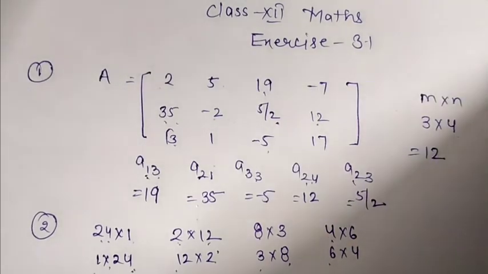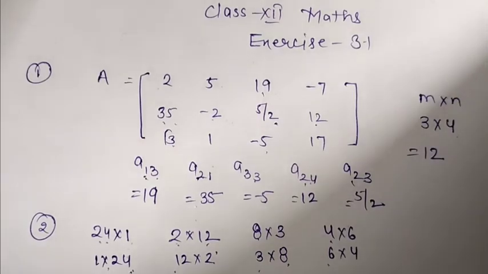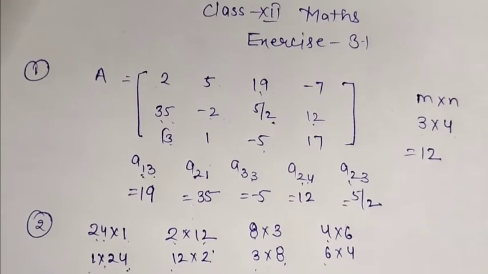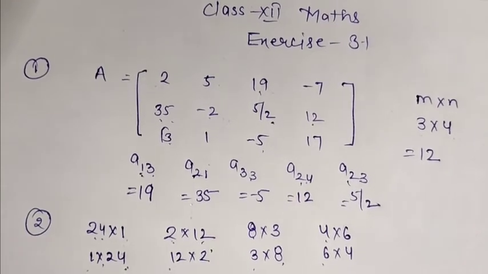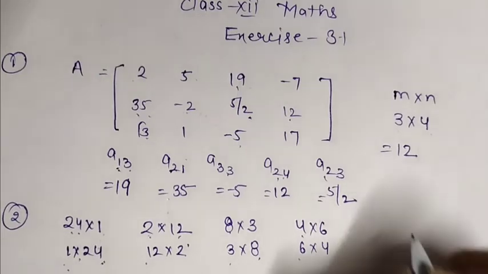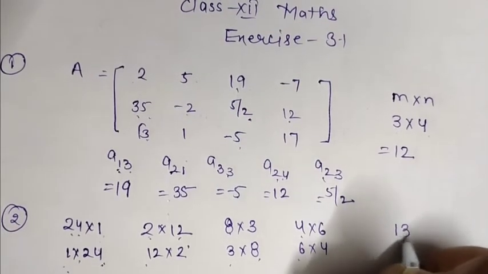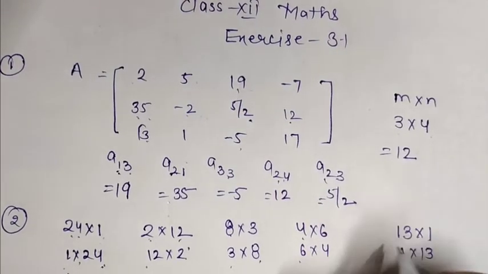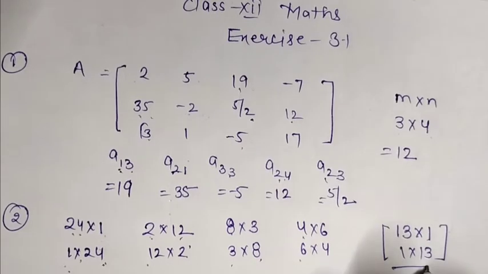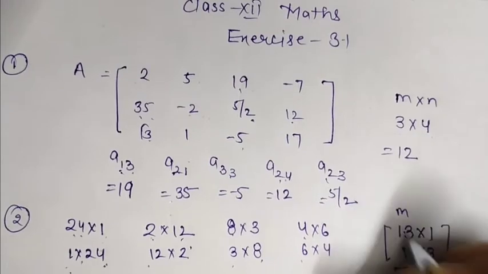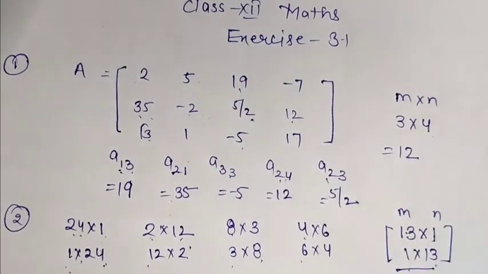Now the other part of this question is: what if it has 13 elements? If any matrix has 13 elements, as you know, 13 is a prime number. Prime number means it does not come in any other table. So the possible matrix will be only 13 by 1 and 1 by 13, because 13 does not come in any other table and this is a prime number. So the order of the matrix will be 13 by 1 and 1 by 13. Here m can be 13 or 1, and n can be 1 or 13.